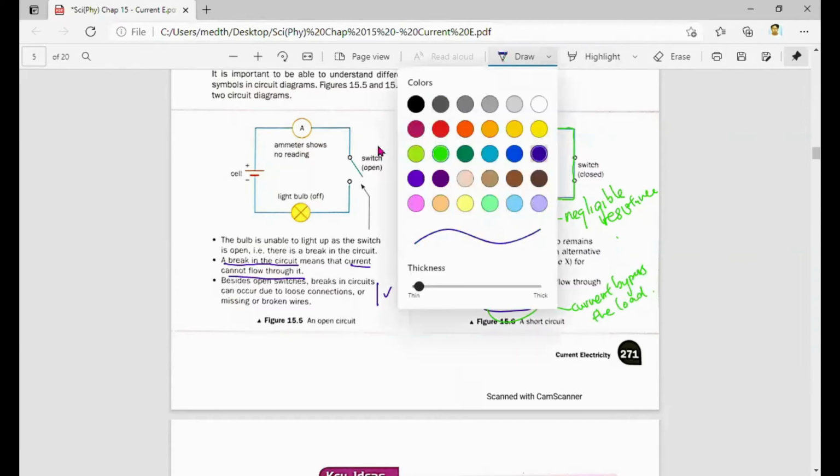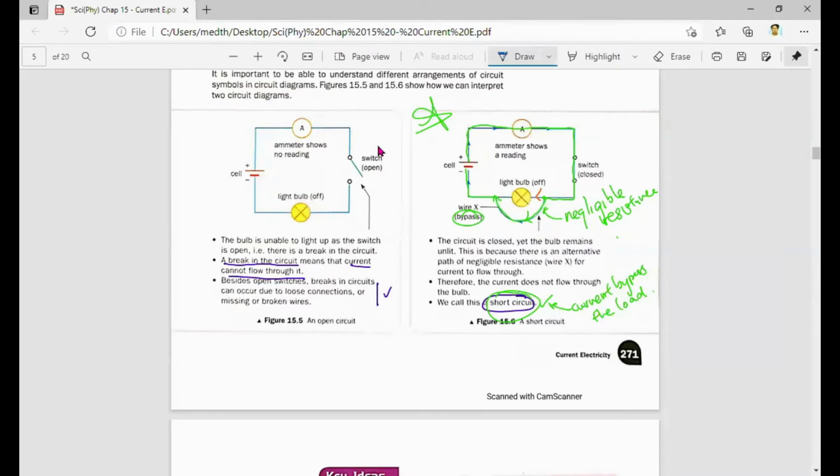Okay, sorry, green color very ugly. Let's change to blue color. Okay, so this one, just take note of that, especially for this short circuit.